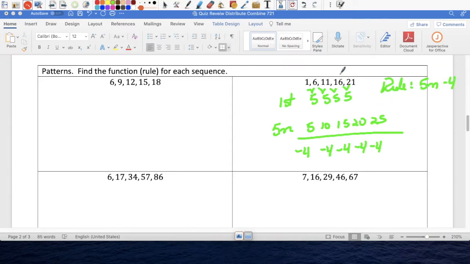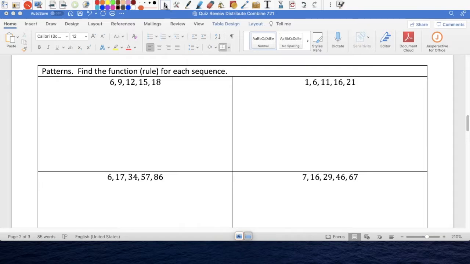Well, let's see if it works. Let's pick the third one. The third number of my sequence is 11. So if I put 3 over here, I get 5 times 3 minus 4. 5 times 3 is 15 minus 4, 11. I would definitely check a couple of numbers, just to make sure that the sequence is correct.